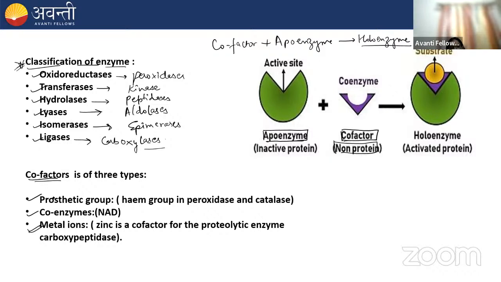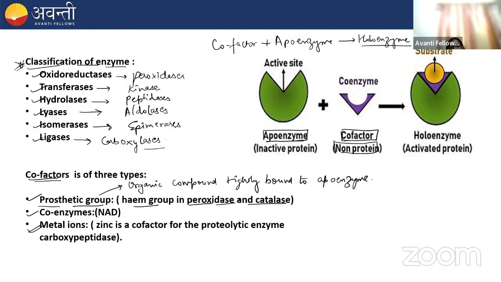So cofactors are of three types. One is the prosthetic group. Prosthetic groups are organic compounds that tightly bind to the protein part of the enzyme, that is apoenzyme. Example is heme group in peroxidase and catalase. Second was the coenzyme. Coenzymes are organic compounds that are temporarily bound to apoenzyme.